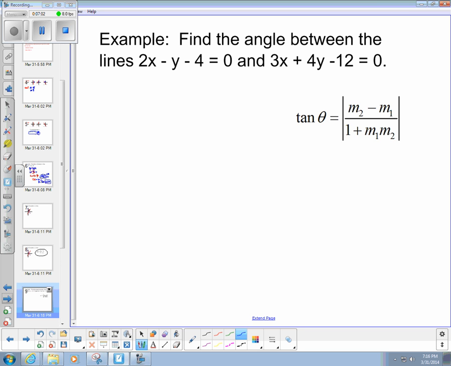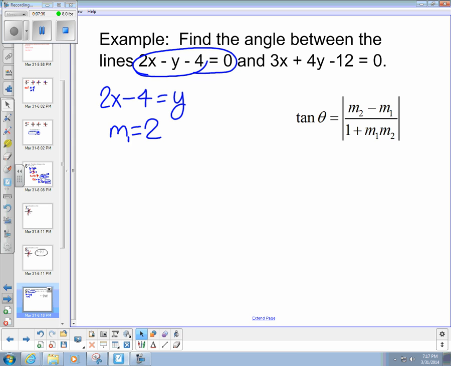So the first thing we're going to need are the slopes for the two lines. So we're going to take each line and we're going to find what the slope is. Okay, so to get the y by itself on that one, I can move the y to the other side. And I've got 2x minus 4 equals y. So my slope for this line is 2. Now you can either call that m1 or m2. It does not matter which order because the absolute values are going to take care of the order. So I'm going to call this one m1.